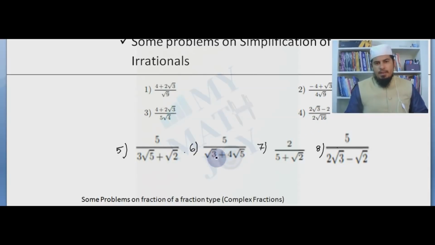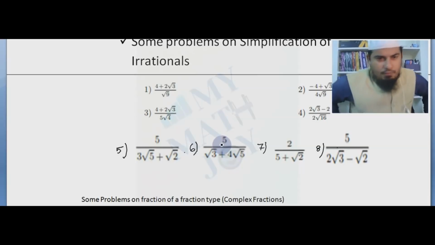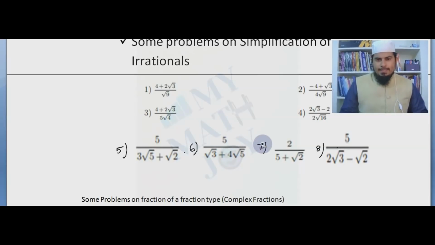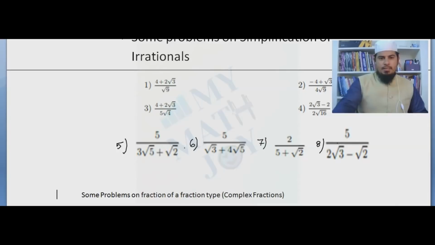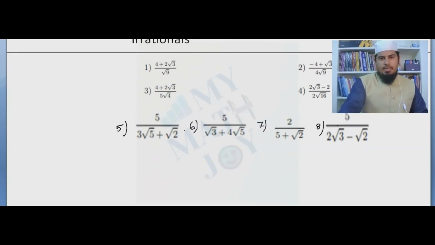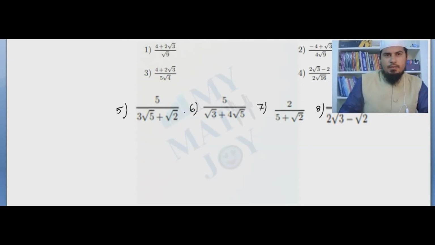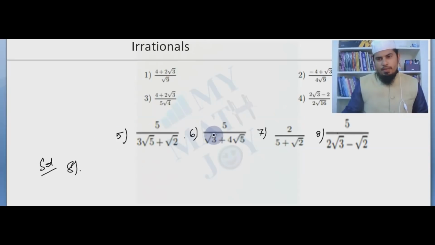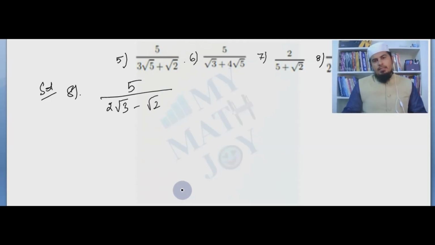I want to simplify one of the questions from 5 to 8. So let me take question number 8 so that we will comfortably understand the topic. Simplify this question, and question number 8 I am taking for your sake. Solution for question number 8. The question is 5 divided by 2 root 3 minus root 2. What I have to do here is simplify.